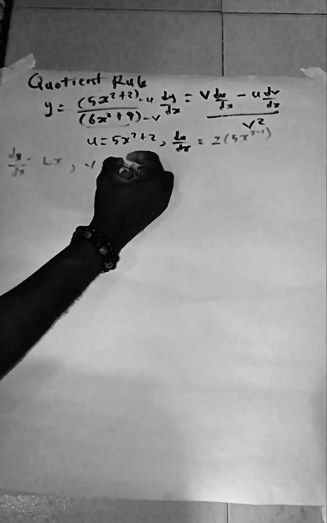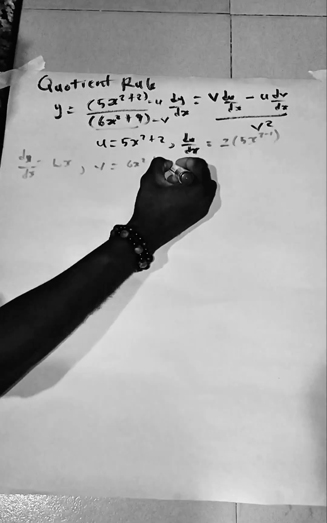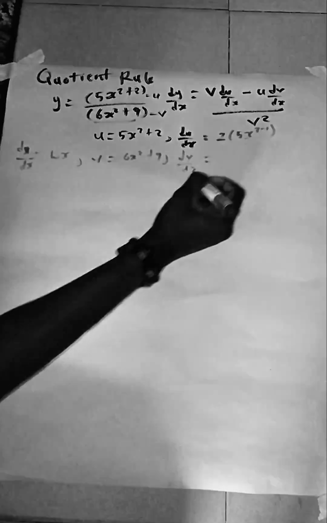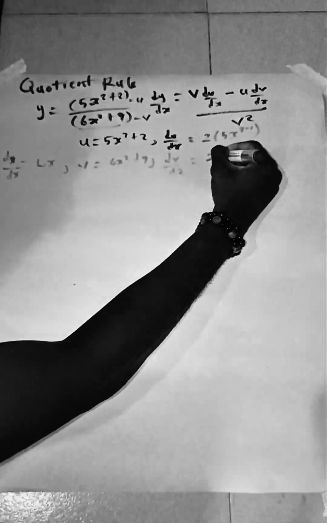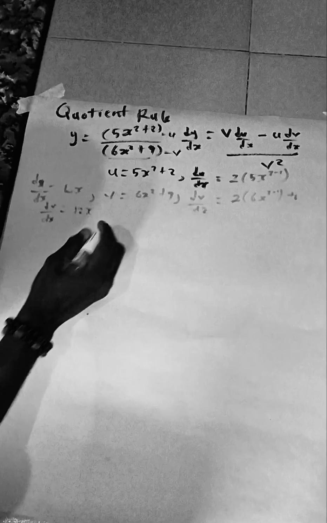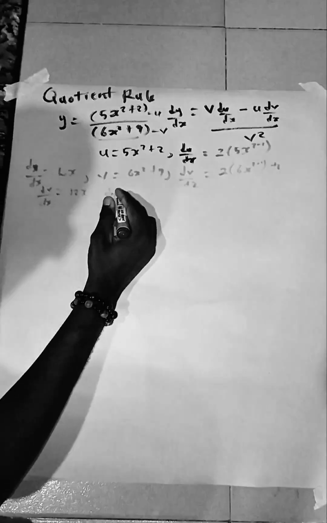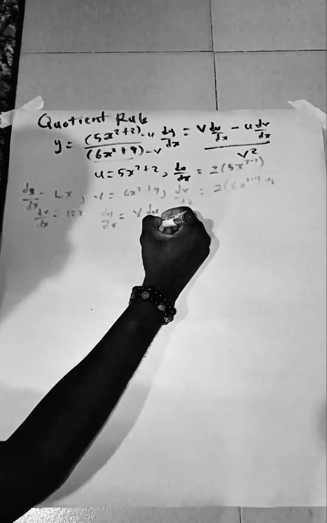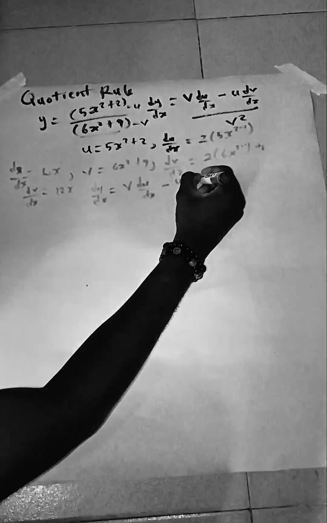So remember we said our v equals this. So if our v equals 6x squared plus 9, dv by dx is just going to equal 2 open bracket 6x raised to the power 2 minus 1, and the derivative of any constant is just 0. So our dv by dx is going to equal 12x, right? So now we have our dv by dx and we have our du by dx. We can now plug this into the formula. So the formula: dy by dx is equal to v du by dx minus u dv by dx.